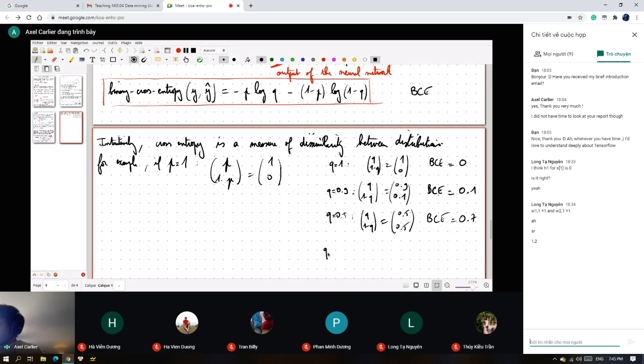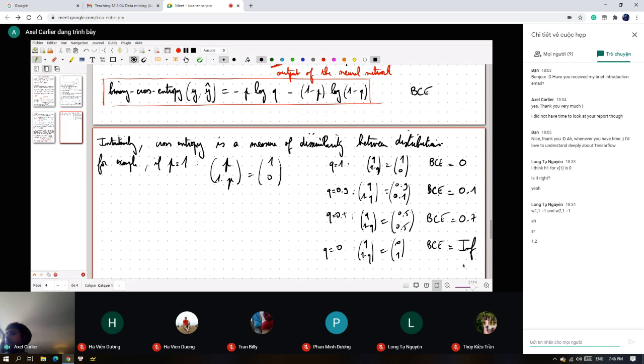And finally, if you get Q equals 0, you have Q, 1 minus Q equals 0, 1. So it's the worst prediction you can make. You are completely wrong. The two distributions are opposite. Then the BCE is equal to infinity. In practice, it cannot really happen, but this means you are making an infinite mistake. So this is what cross entropy does.